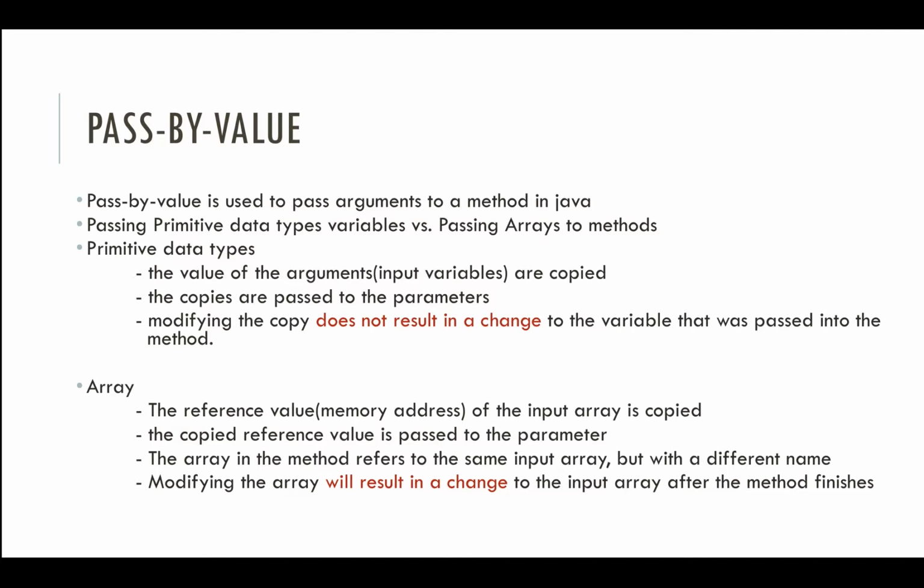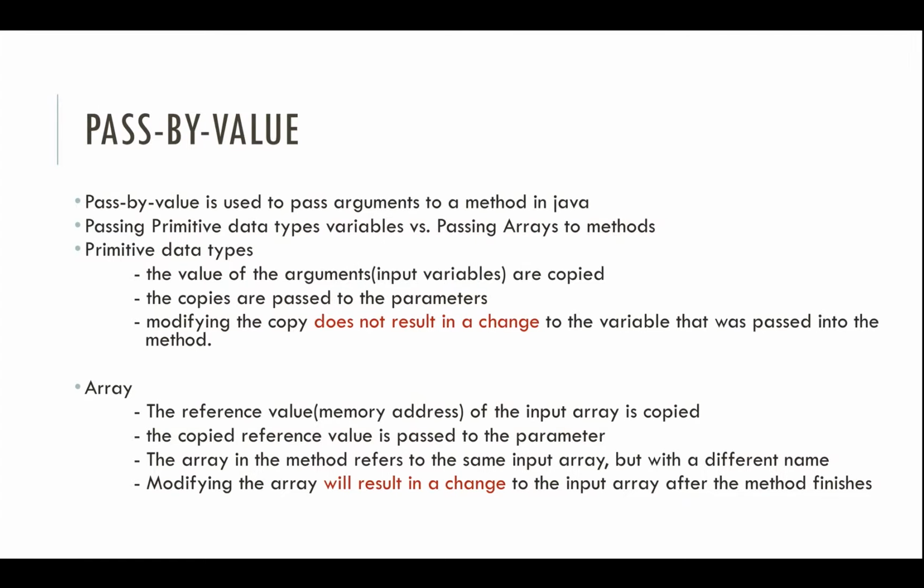For arrays, the reference value, which is the memory address of the input array, is first copied, and then this copied reference value is passed to the parameter. For easier understanding, we could think of an array as having a pointer pointing to a location of the object data, and that pointer is equivalent to the array's memory address. So, the effect of pass-by value for arrays is that the array in the method is now referring to the same input array, but it has a different name. Thus, since these two arrays are pointing at the same location where the data of the array is stored, modifying the array in the method will result in a change to the input array after the method finishes.